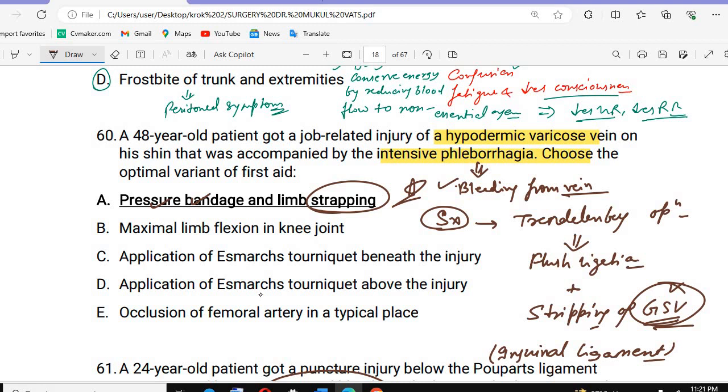We remember that when we are stripping the great saphenous vein, there is a risk of damage to the saphenous nerve. And if we are stripping the small saphenous vein, then the sural nerve is at more risk of damage.